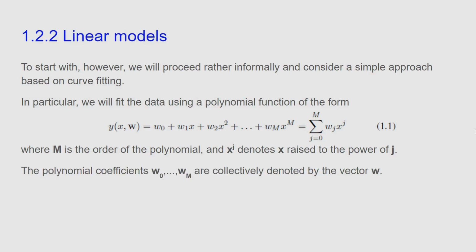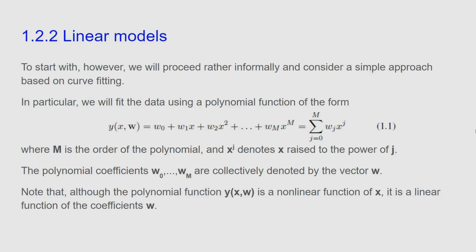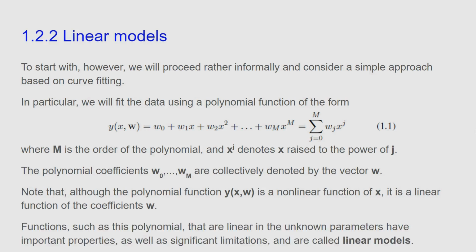The polynomial coefficients are collectively denoted by the vector w. Note that, although the polynomial function y(x, w) is a nonlinear function of x, it is a linear function of the coefficients w. Functions such as this polynomial that are linear in the unknown parameters have important properties as well as significant limitations, and are called linear models.